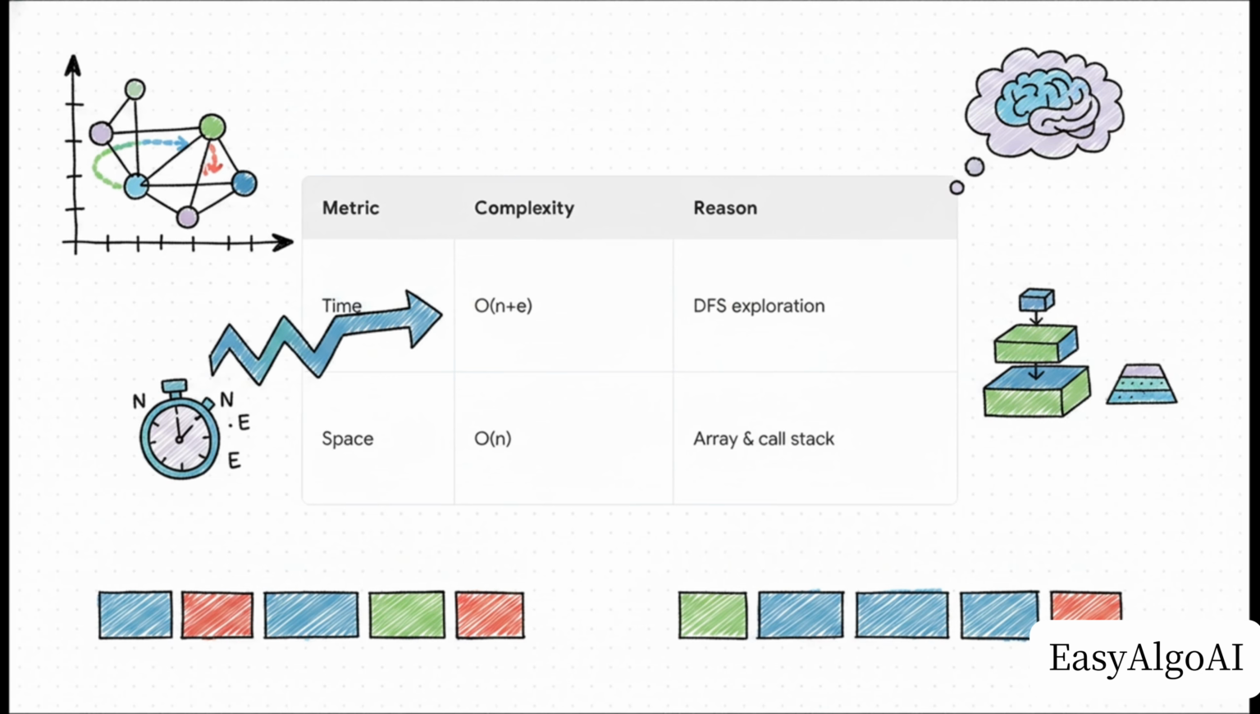Let's quickly break down the big O complexity. For time complexity, we're looking at O of n plus e. Why? Well, because our DFS algorithm systematically explores n number of nodes and traverses across e number of edges. We basically visit everything exactly once. For space complexity, we are sitting at O of n. That space is required for two main things: our colors array of length n and the recursive call stack for our DFS, which in the absolute worst case scenario could grow as large as n.